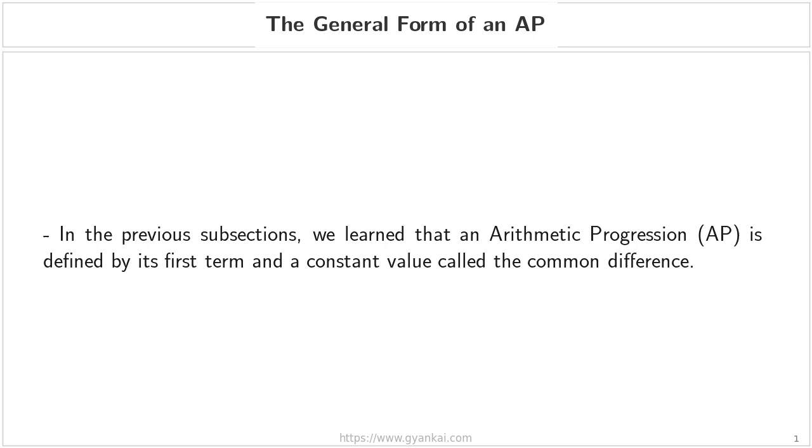Welcome, everyone. Before we dive into today's new topic, let's take a quick moment to recap what we have already covered. In our previous lessons, we established that an arithmetic progression, or an AP, is essentially a sequence of numbers defined by two key components: the very first term and a constant value that we call the common difference.